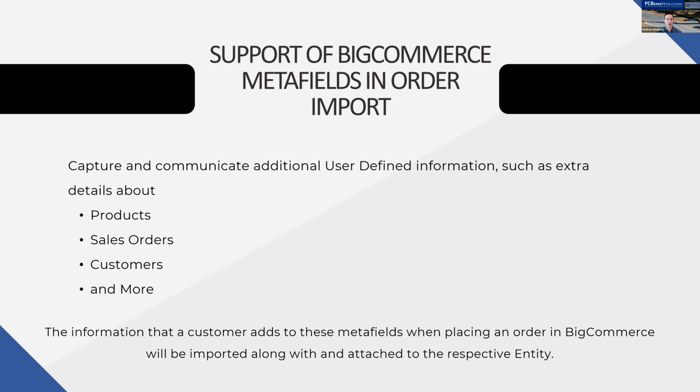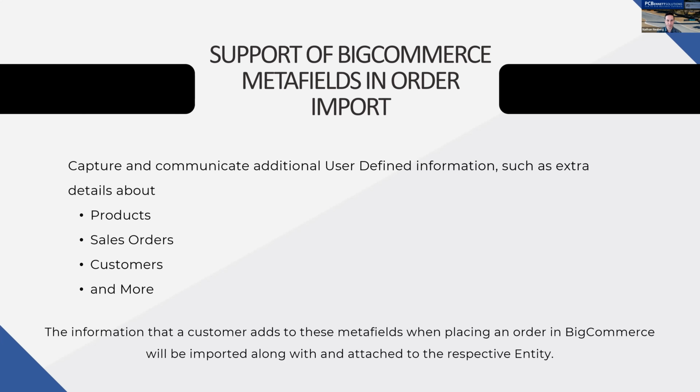BigCommerce customers can now create, well, they always could create custom fields, but now we can import them into Acumatica as well as meta fields. We can create extra fields to hold additional information, such as details about products, sales orders, and customers. And starting in Acumatica 23R1, users can set up the system to import those values stored in meta fields of BigCommerce orders into Acumatica ERP.